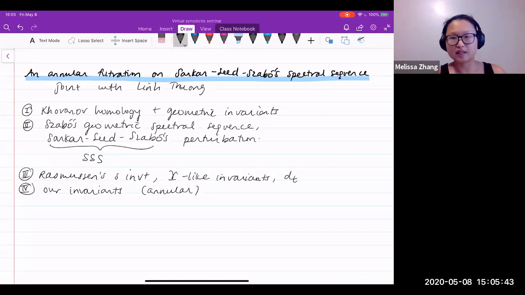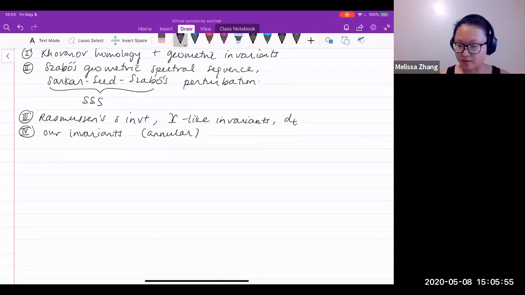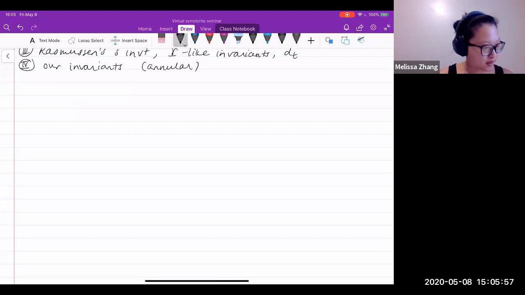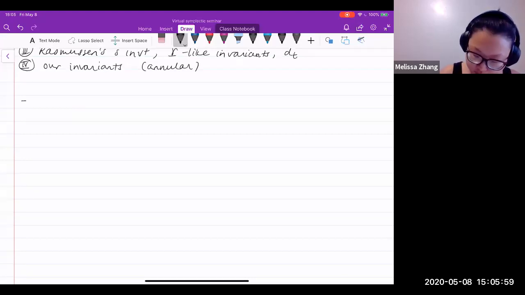Okay, so to start with the constructions, those of you who are experts in Khovanov homology, you'll have to bear with me, but I know that you might work in something a little bit different. So here's the point of view I'm taking.